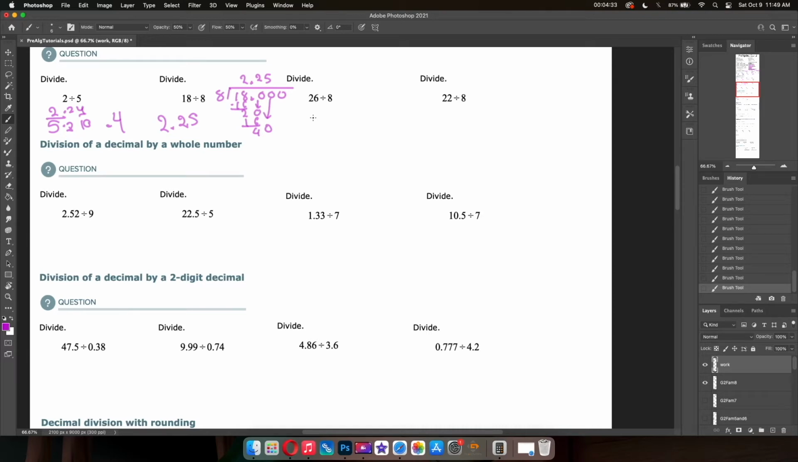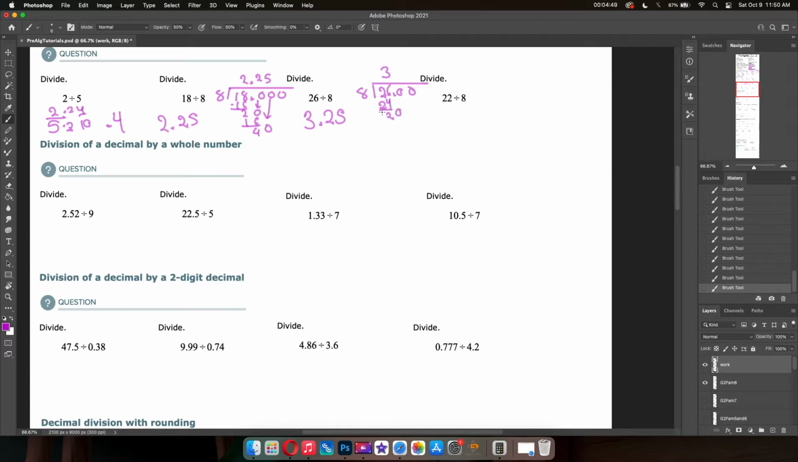8 goes into 26 3 times, and then that's going to be 0.25, I think. Let's double check. So 26.00. I'll just do 2 decimals this time. So we know it goes in 3 times because 8 times 3 is 24.